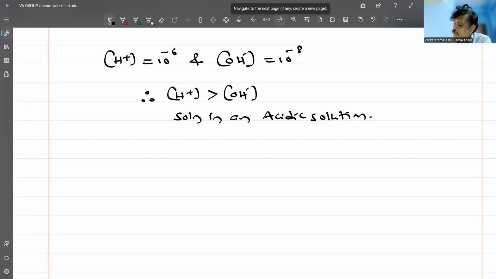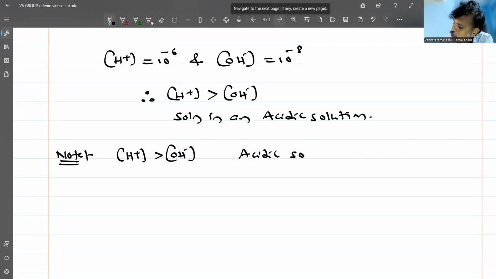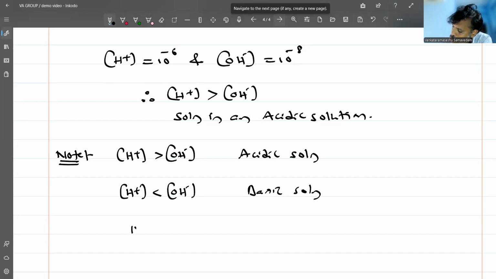So what are the conditions for acidic solution, basic solution? I will put a note and write that if H plus ions concentration is greater than that of OH minus ions concentration, the solution is an acidic solution. If H plus ions concentration is less than that of OH minus ions concentration, the solution is a basic solution. If H plus ions concentration is equal to OH minus ions concentration, the solution is a neutral solution.